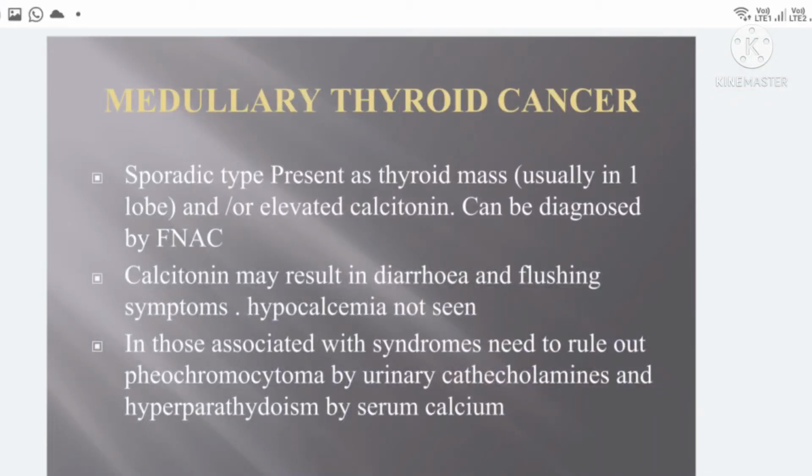In those patients who have the sporadic type of presentation, usually the patient presents with a mass lesion in the thyroid. Usually in one of the lobes there will be a mass that can be confirmed with the help of an FNAC, or rarely, the patient may present only with an increase in the serum level of calcitonin. If we come across a patient who has a mass as well as increased serum calcitonin, we can be 100% sure that this is a medullary cancer of the thyroid.